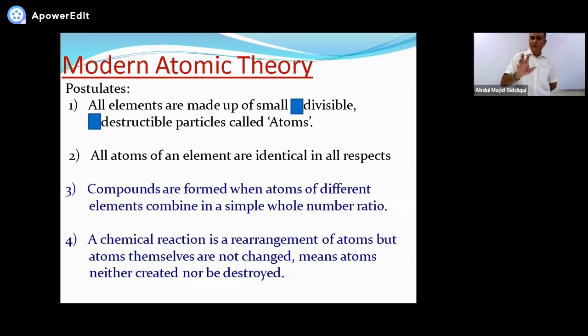Alright? So what is the correction over here? The correction is that the atom is divisible, into electrons, protons, neutrons, and so many other particles like hadrons, mesons, neutrinos, antineutrinos. Alright? Second point. According to Dalton, all atoms of an element are identical in all respects. No.